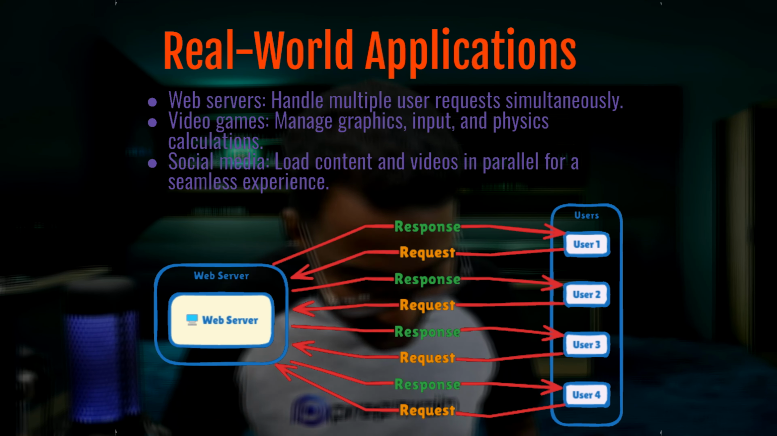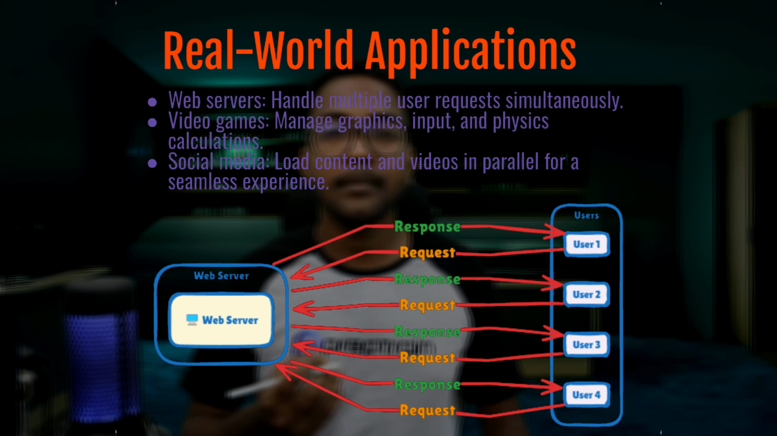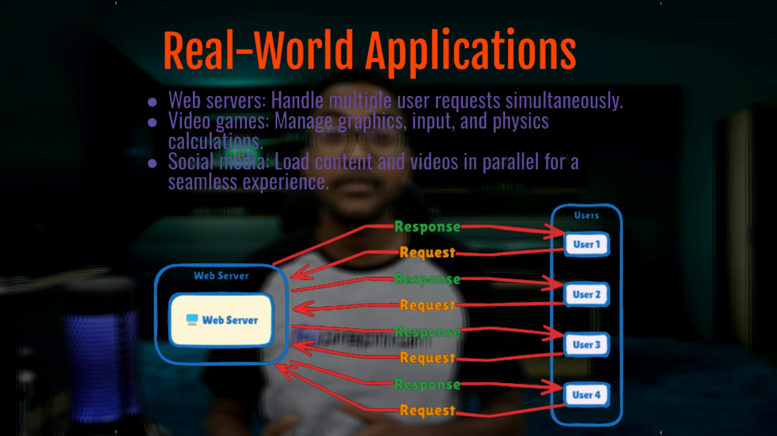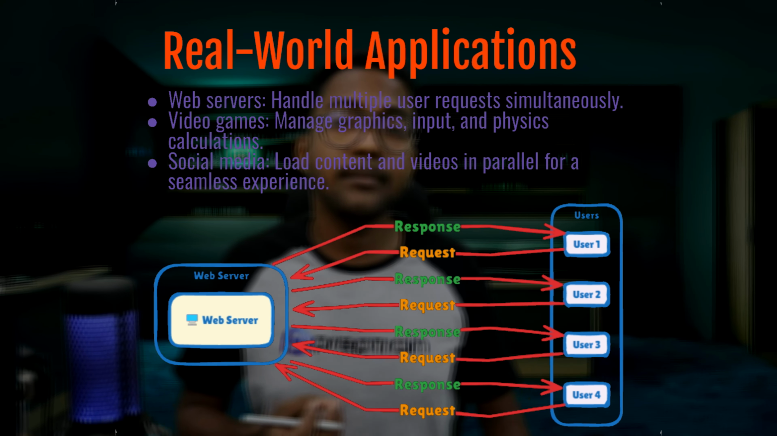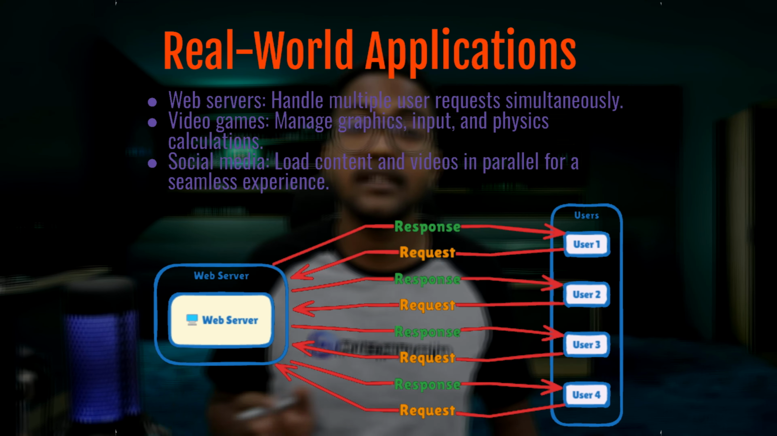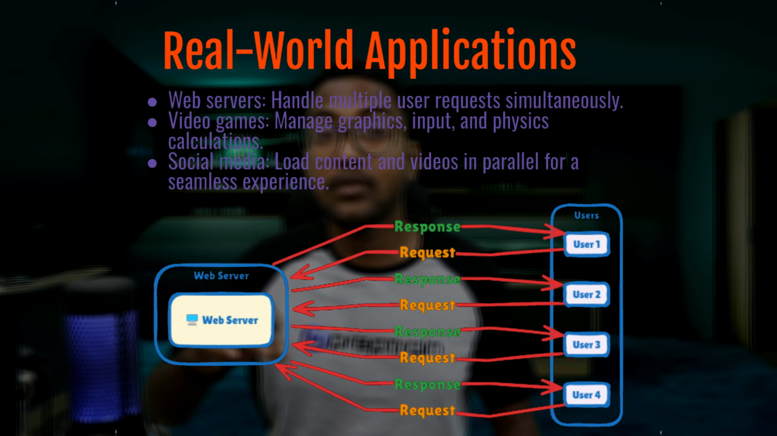Alright, so first let's talk about web servers. Imagine a popular website like Amazon or Google, which receives thousands, if not millions of requests every second. Every time someone loads a page, a request is sent to the web server. Now, if the server had to handle each request one at a time, it would take forever for the website to load.